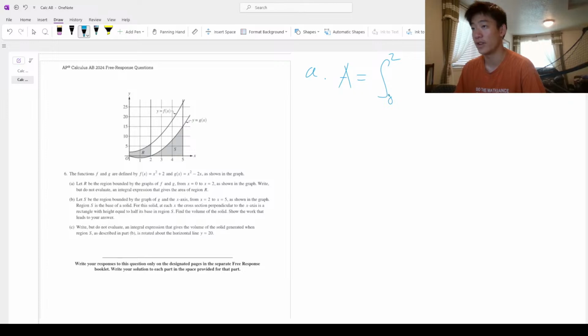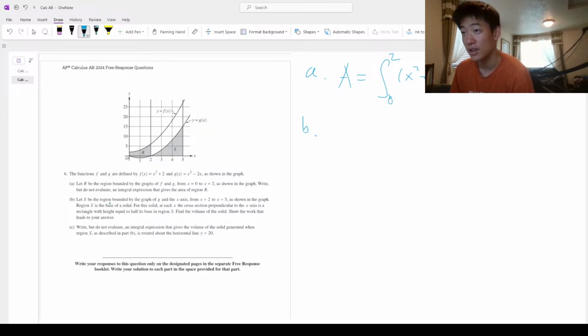I don't know if you can write f of x or g of x, but f of x is the top function, x squared plus 2 minus, parentheses, make sure you got the parentheses, minus 2x dx. And they could totally ask you to evaluate this. If they told you to evaluate this, the answer you would get would be 8. But they don't ask you to evaluate it, which is kind of nice.